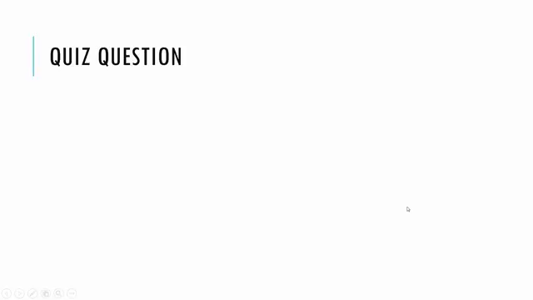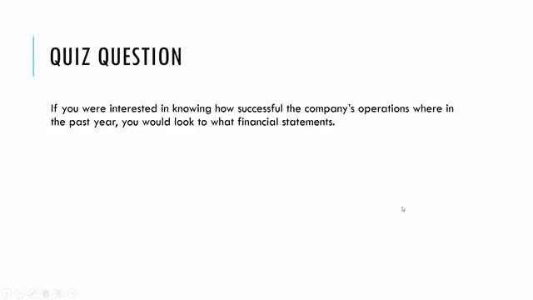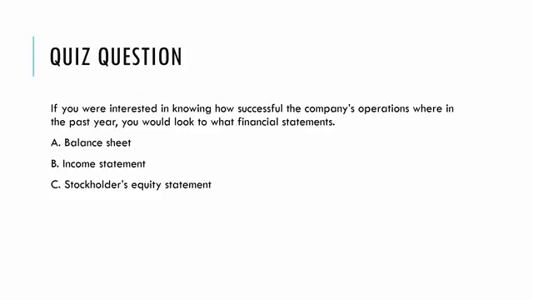Here's your quiz question then. If you're interested in knowing how successful the company's operations were in the past year, which financial statement would we look at? So some of you will be able to answer this question without me putting up the options, and if you can, that's wonderful. Here are your options: balance sheet, income statement, stockholders' equity statement, or we are going to call it a statement of retained earnings, and cash flow statement. So which one of these talks about the company's operations, and it looks about success.